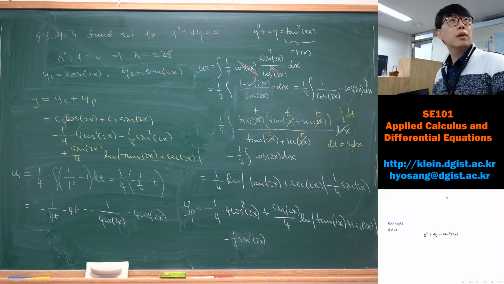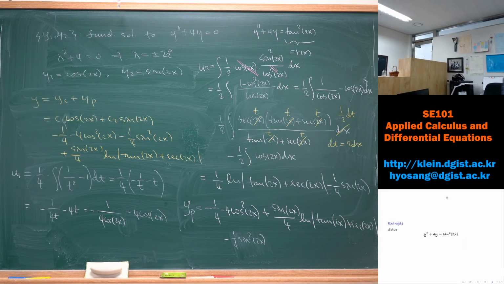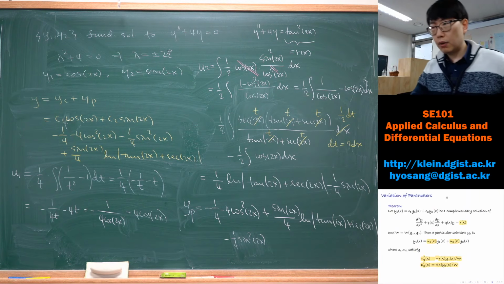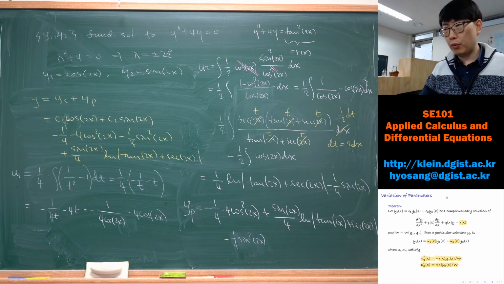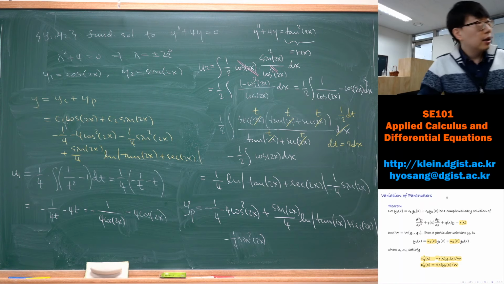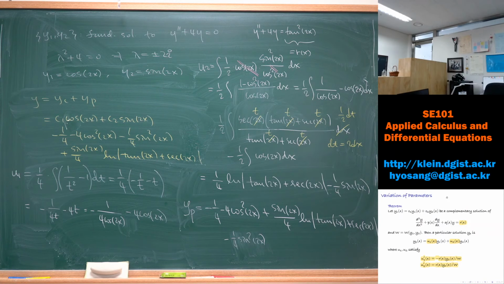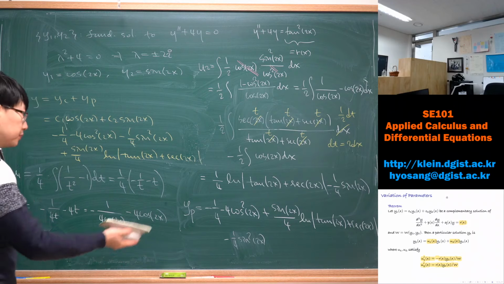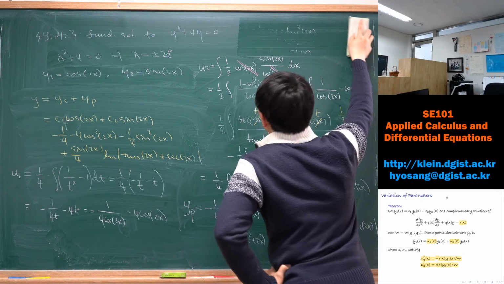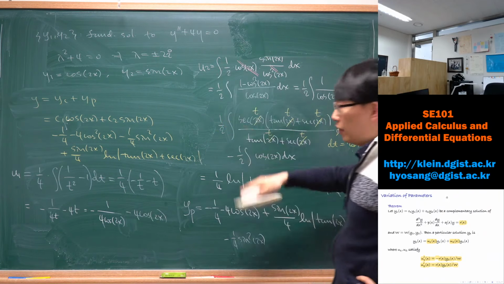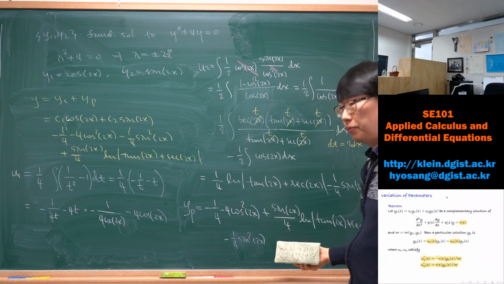So we are almost out of time, but I still didn't explain why this variation of parameters works. So far, do we have any questions?